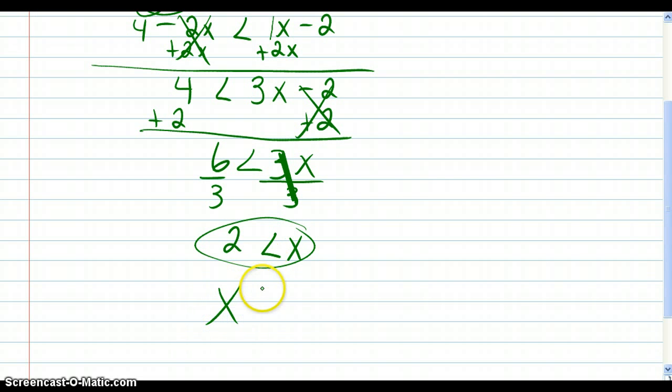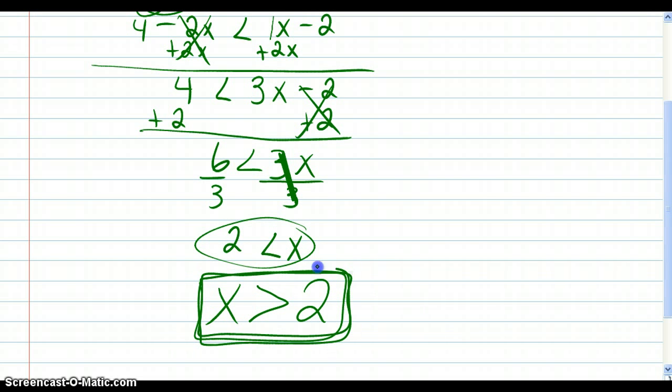X, and pay attention here, it's greater than 2. The same thing here. X is greater than 2. We just rewrote it. This is the correct way. Well, they're both correct, but this is the one we're most often going to see, this one right here.